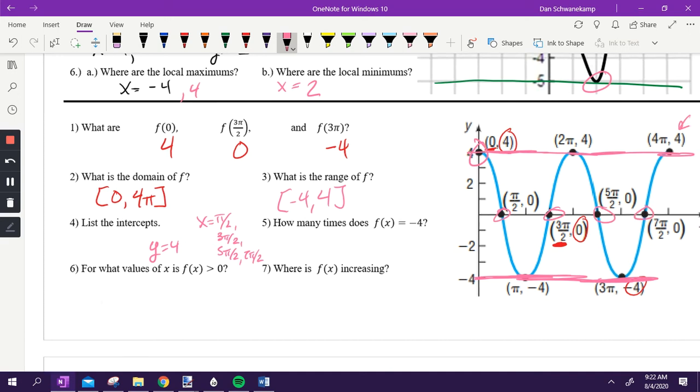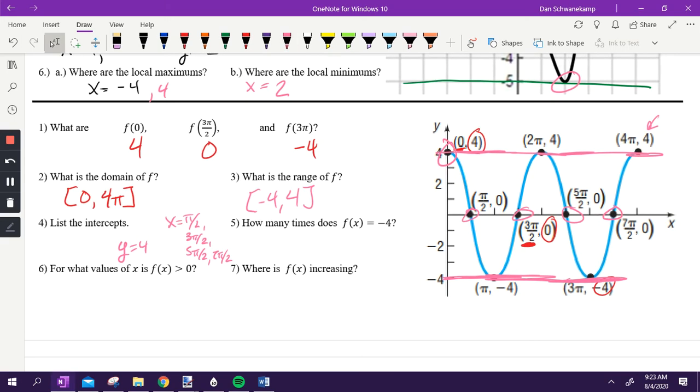Those are my x-intercepts. Show me with your fingers how many times does f of x equal -4? If it's f of x, that's y equals. Y equals is a horizontal line. So it's really asking you how many times did I cross that line right there? It's 2. There are 2 times when f of x equals -4.